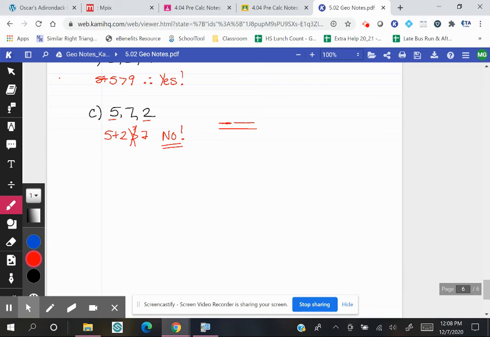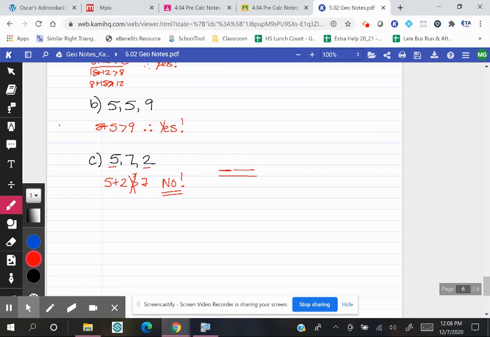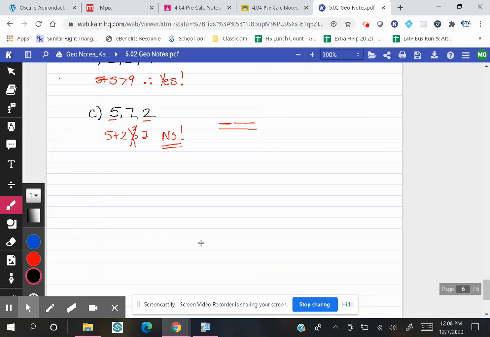All right, for number 8, I want you to find all possible values for x. Given these three sides. So 3x is one side, 2x plus 7 is the second side, and 5x minus 3 is the third side. Now we can't use our quick trick like in number 1 because we don't just have the two of the three sides given to us. This time they're given to us in terms of variables.